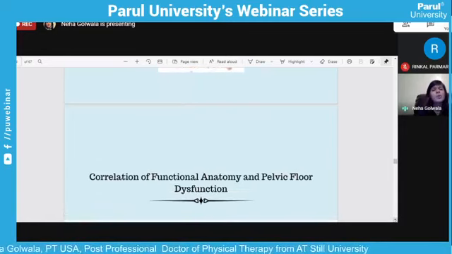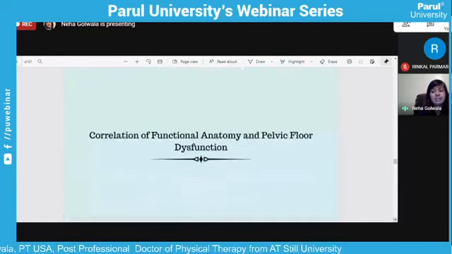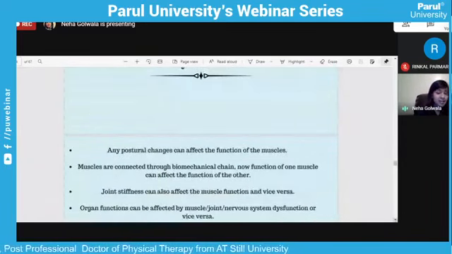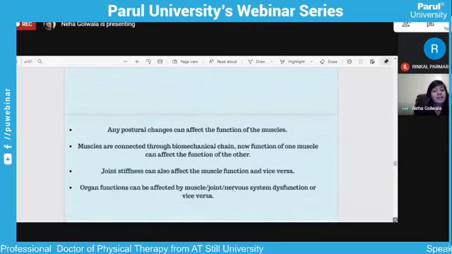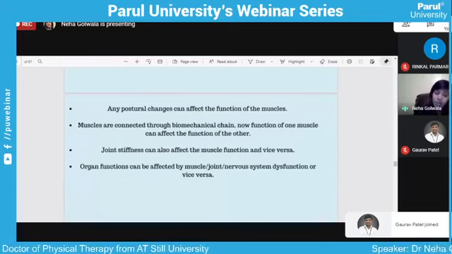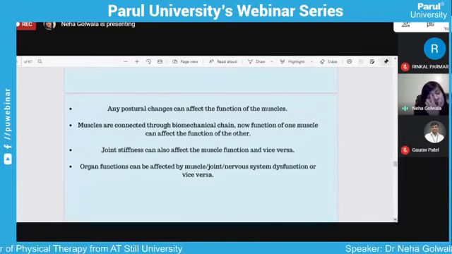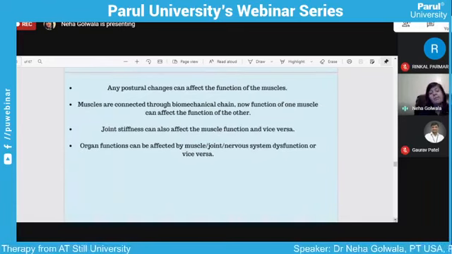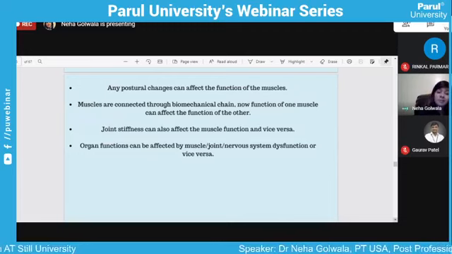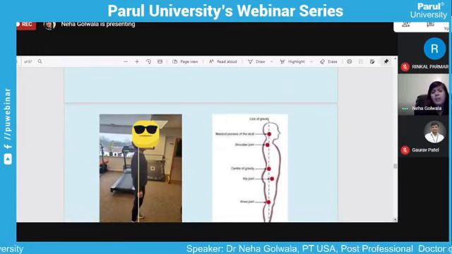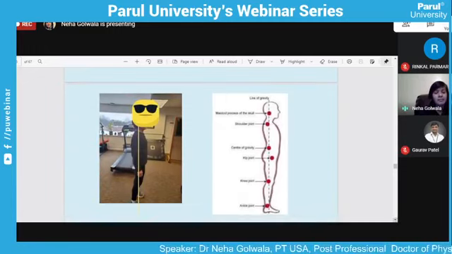So now, how can we correlate the functional anatomy to the pelvic floor dysfunction? Any postural changes can affect the function of muscle. Muscles are connected through the biomechanical chain, so the function of one muscle can affect the function of another. Joint stiffness can also affect the muscle function or vice versa, and organ dysfunction can lead to muscle, joint, and nervous system dysfunction as well. So here is an example of how posture is affecting it.